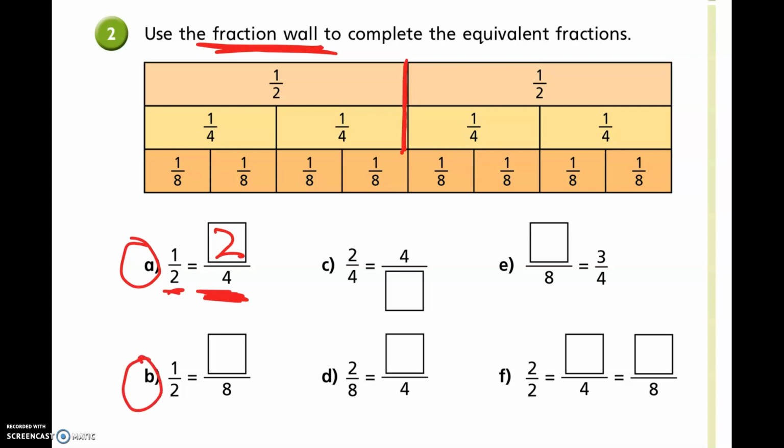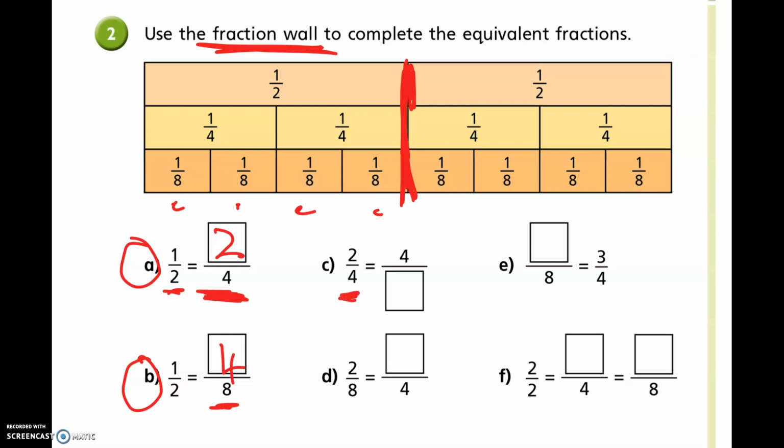Let's go down to B. Now this time again, we're going for the half. And we want to see how many eighths it is this time. So we go all the way down to eighths. And again, it stops exactly at the same place. And we've got 1, 2, 3, 4 eighths. So that means a half is the same as 4 eighths. It's also the same as 2/4.